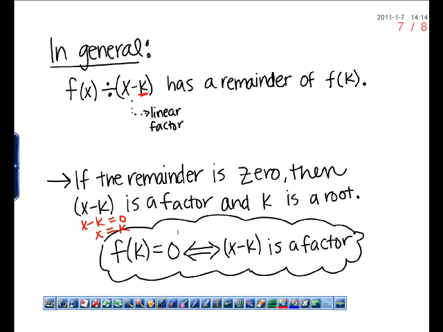And this is just in more math terms. This double arrow means if and only if, meaning each one implies the other. If f of k is equal to 0, then x minus k must be a factor. If x minus k is a factor, then f of k must be equal to 0. Okay? All right, let's try one more.